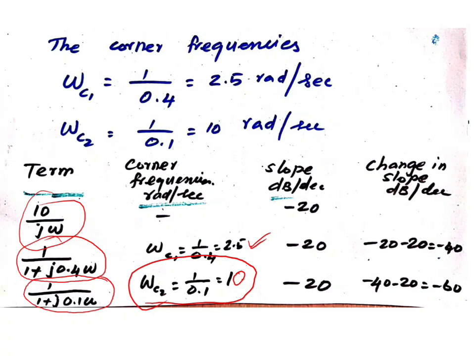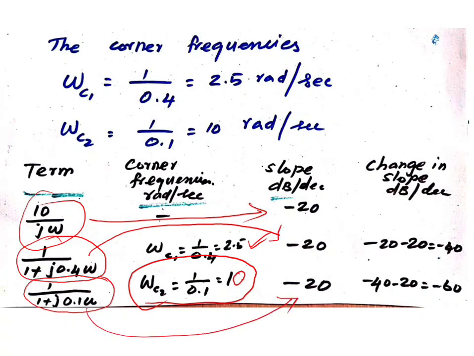Here, in the transfer function, all the terms are in the denominator, not in the numerator. For jω in the denominator we have to give minus 20 dB. So for 10 by jω, the slope is minus 20 dB. For this one, again it is in the denominator, so minus 20 dB, and for 1 by (1 + j0.1ω) also we give minus 20 dB.